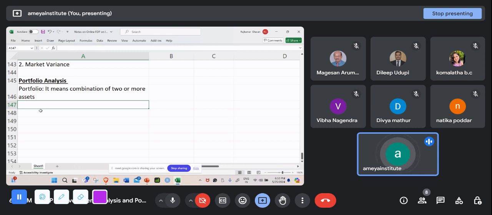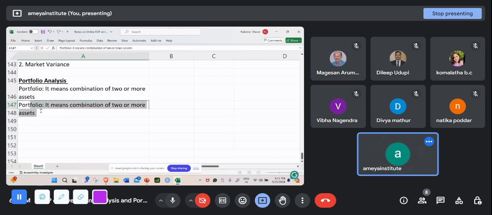When we say portfolio, we are not talking about individual assets. We are talking about a combination of either two assets or more than two assets, and when we invest in different assets together, it becomes a portfolio. This portfolio we need to analyze: what are the returns for that combination of assets and what is the portfolio risk? So a portfolio is nothing but a combination of two or more assets.